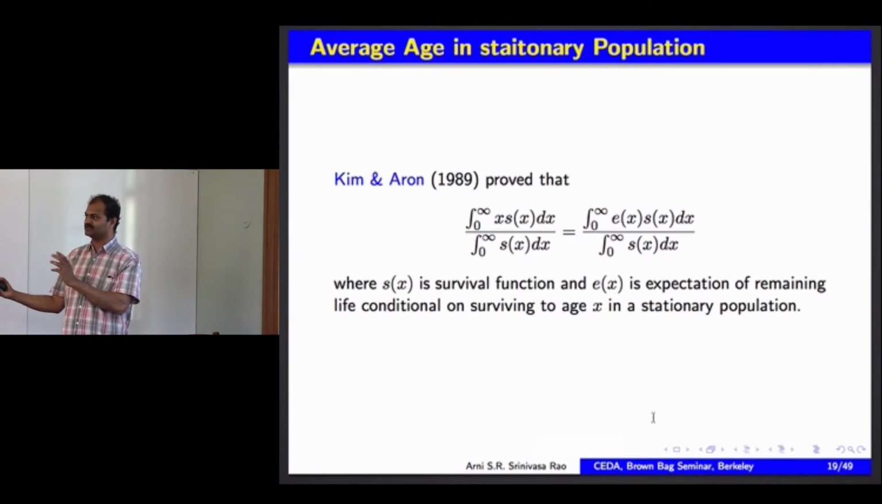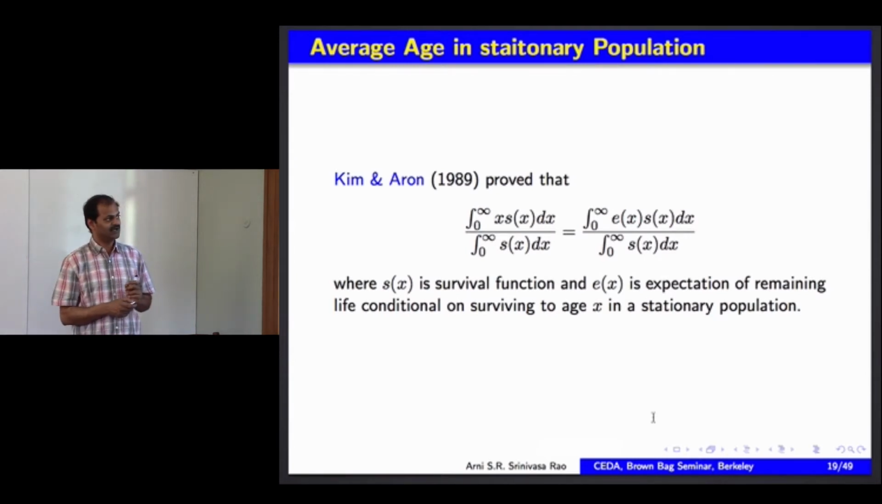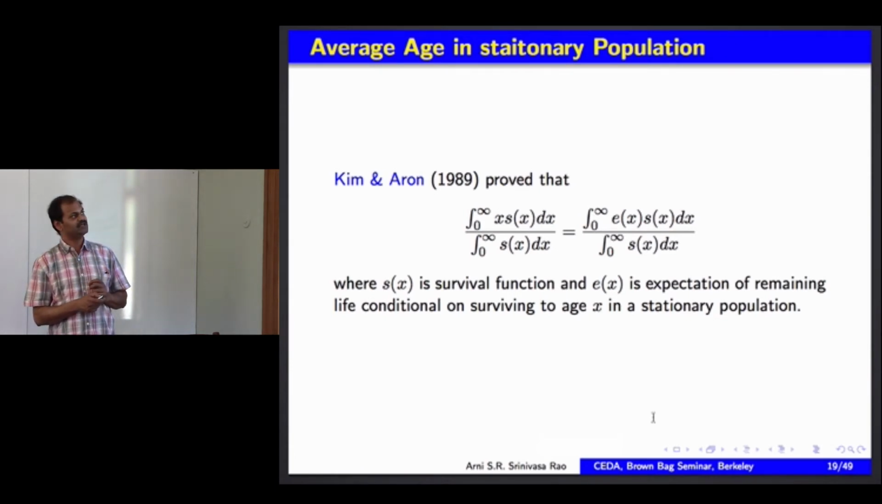Later, in Goldstein's work in 2009, he found a similar relation to Kim and Aaron's in more demographic language. If you try to understand this equation, Sx is the survival function and Ex is the expectation of remaining life, conditional on survival to age x in a stationary population. Then you see that this is nothing but the life lived and this is nothing but the life left: average life left, average life lived. Kim and Aaron, 1989.